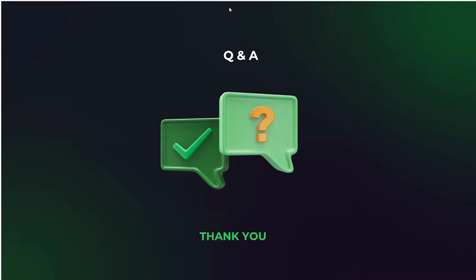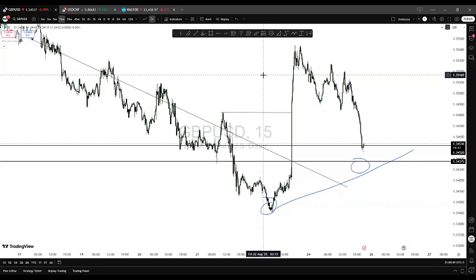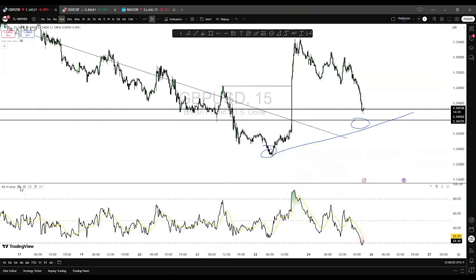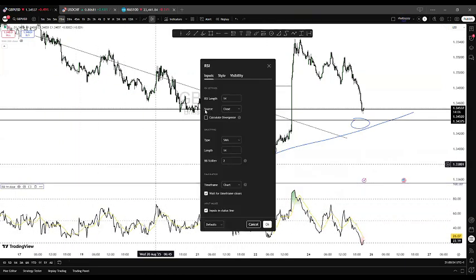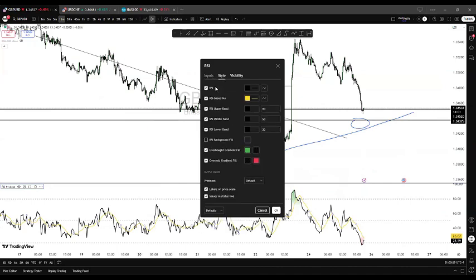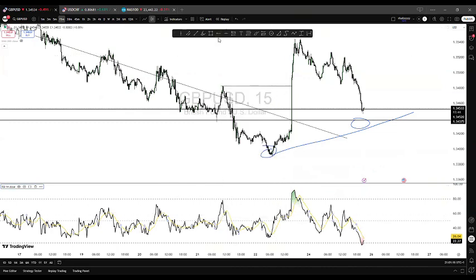So let me see if I can just share that to you, okay? So all you have to do is go to your RSI. When you come here, you come to settings. When you come to settings, you will see the RSI length. And then when you go to style, you see the RSI based moving average. Okay, so you just want to turn on the RSI based moving average. That's how you add the moving average to your charts. Okay, and it's that simple.